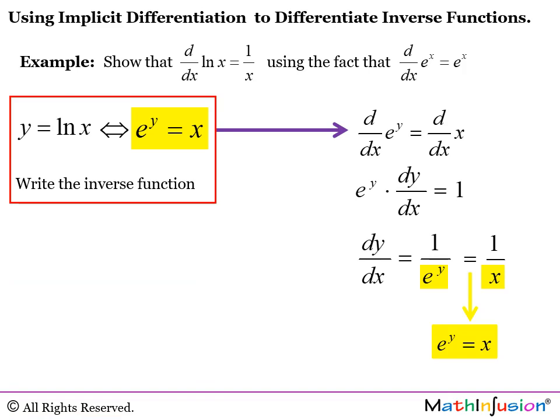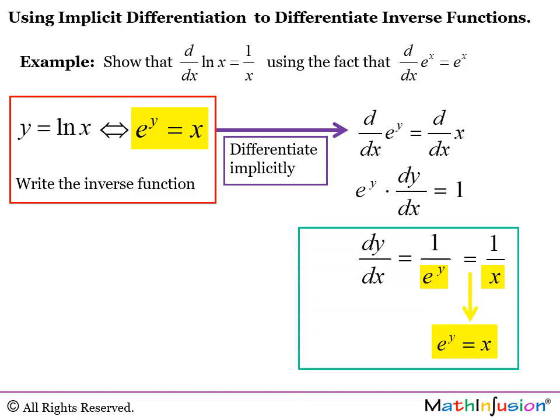Let's see what actually we were doing here. First, we write the inverse function. Then, we differentiate implicitly. And then, we were substituting.